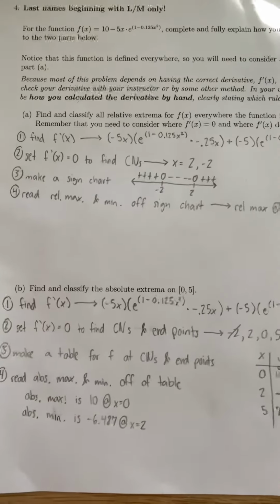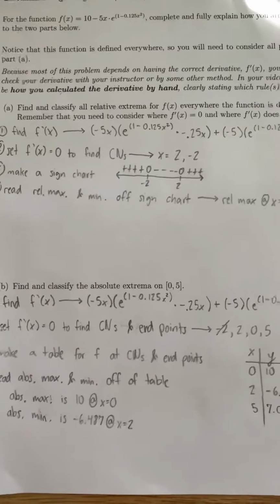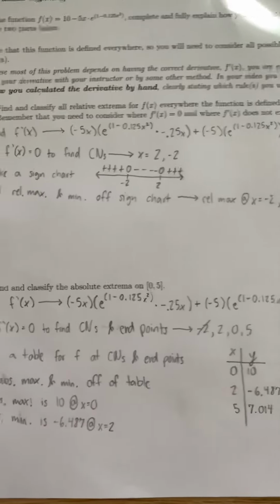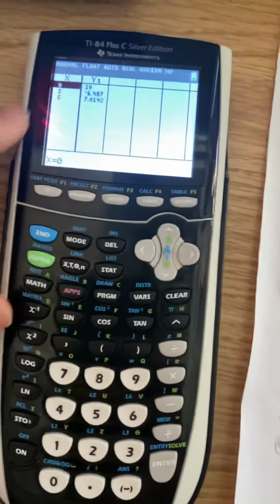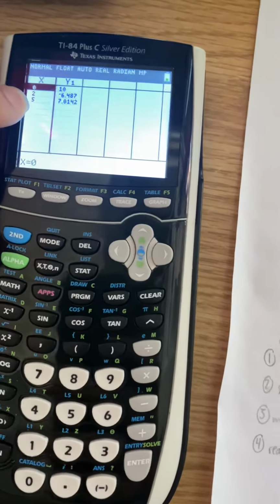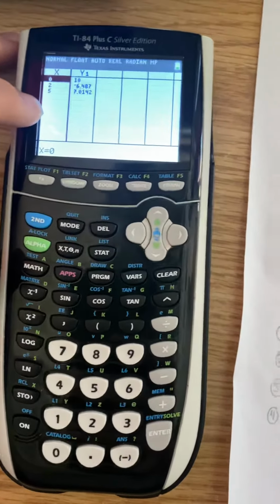So for step 3, you're going to make a table for the original function, the critical numbers, and the endpoints. And you do that by going to the table and typing in 0, 2, and 5. You leave out negative 2 because it is not in the interval.